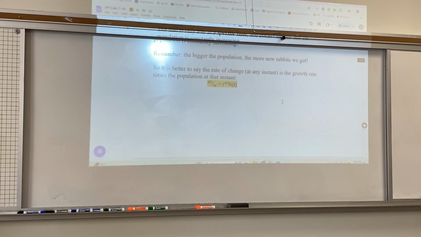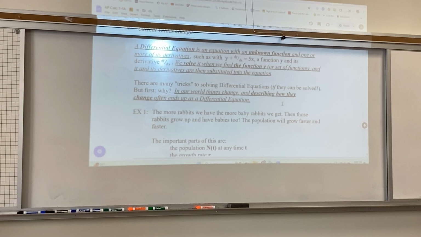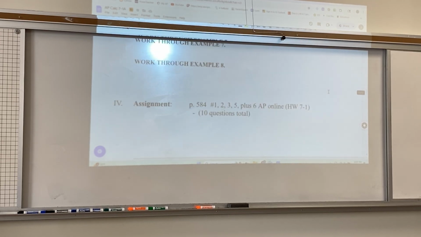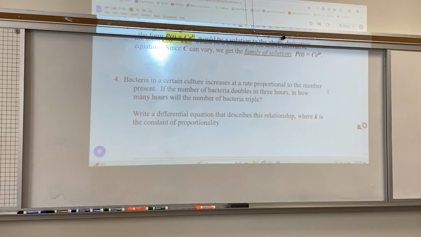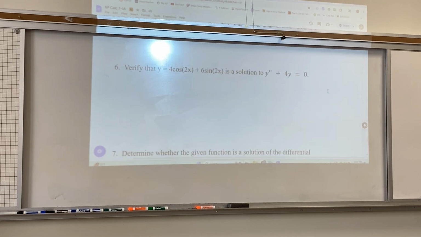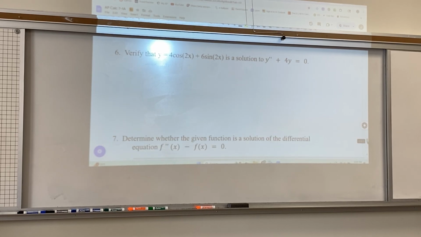Okay, I guess I want to go all the way back here where I said, we solve a differential equation when we find the function y, and it and its derivatives are then substituted into the equation. Okay, let's go down here again. So if we look at 4, 5, 6, 6 looks like it has somehow changed. The nature of the question has somehow changed. Okay.